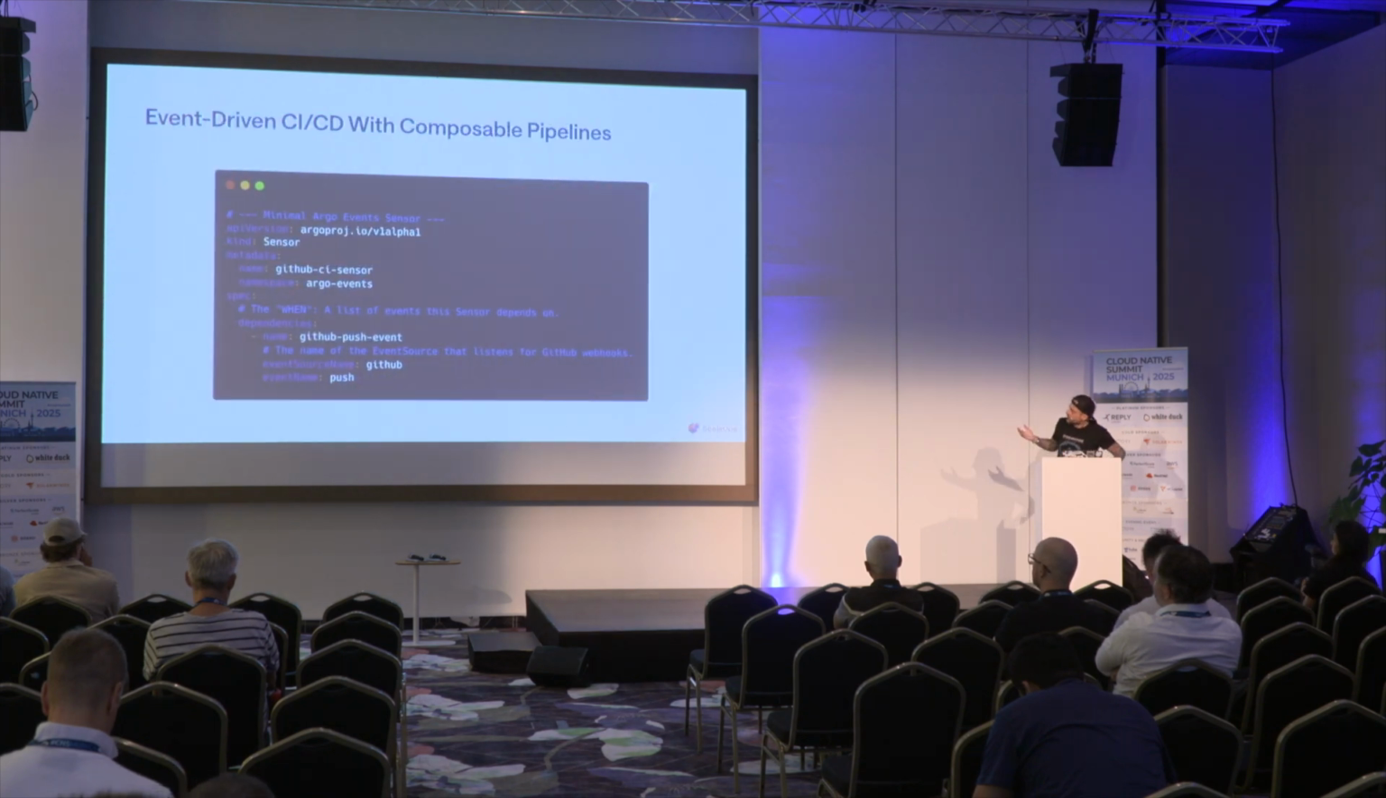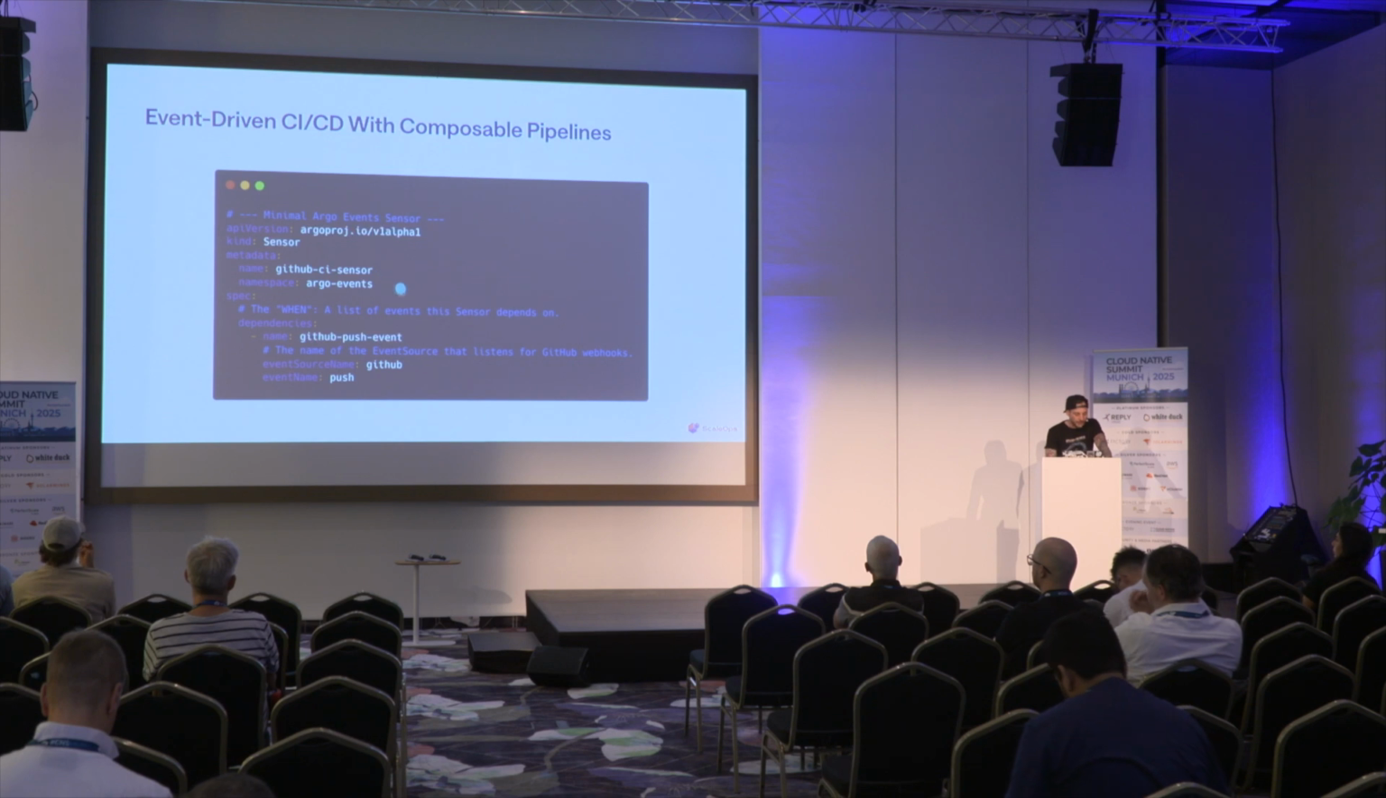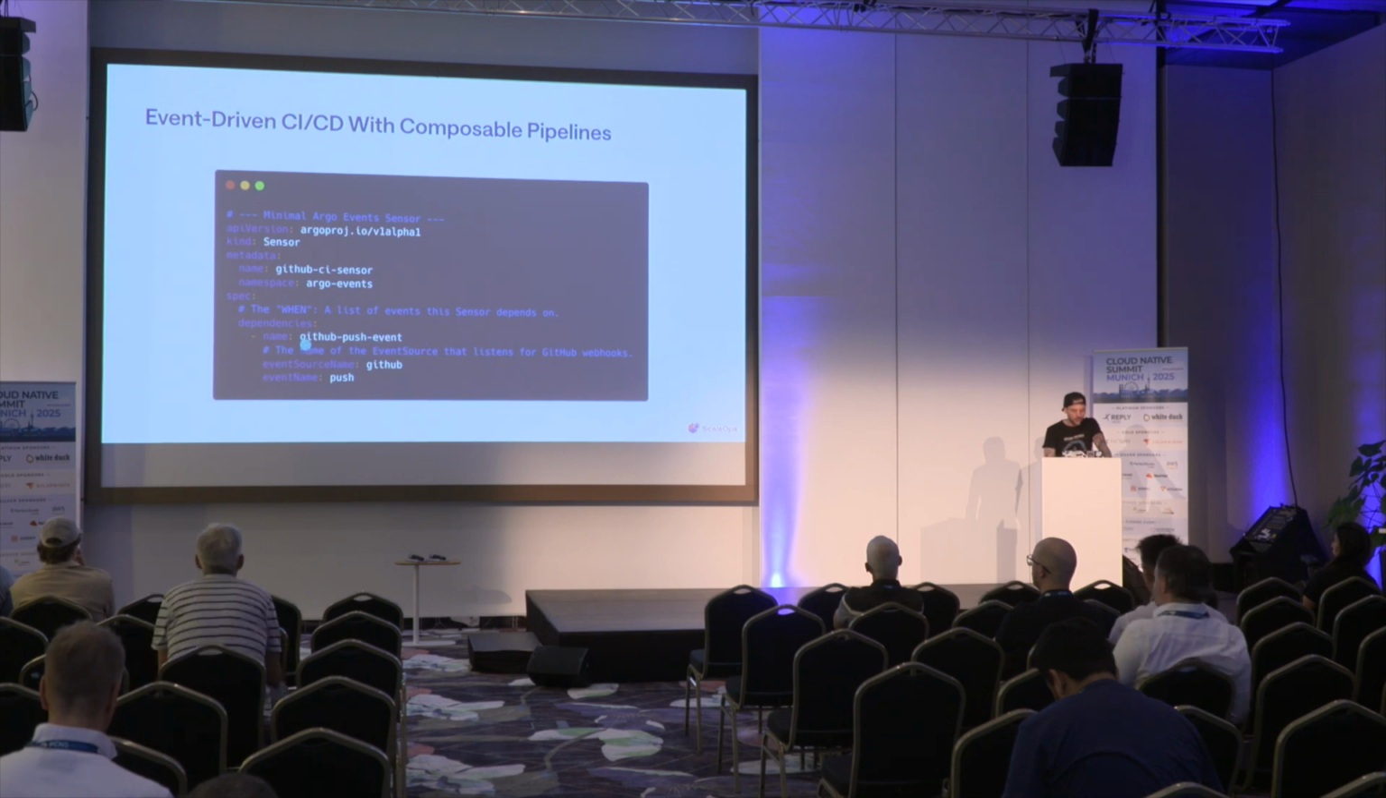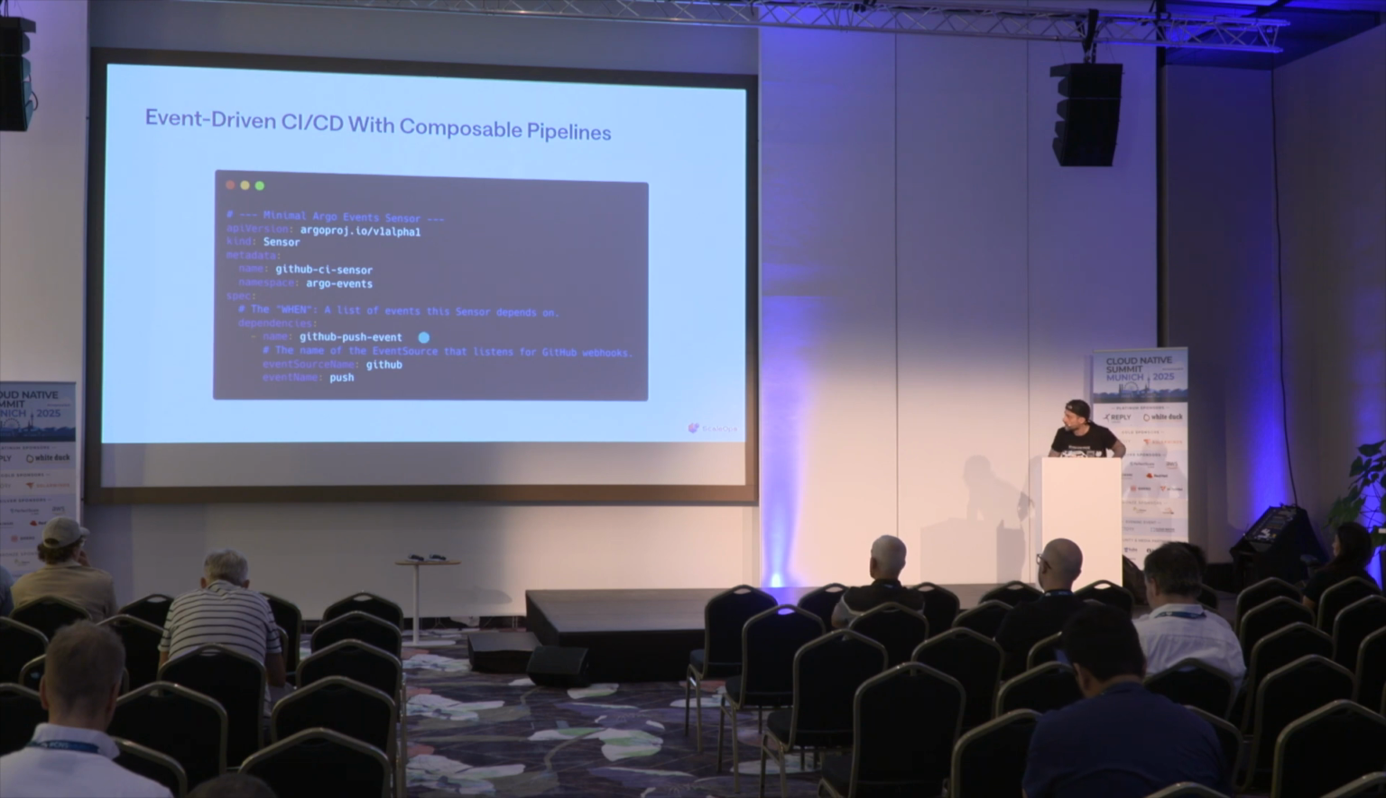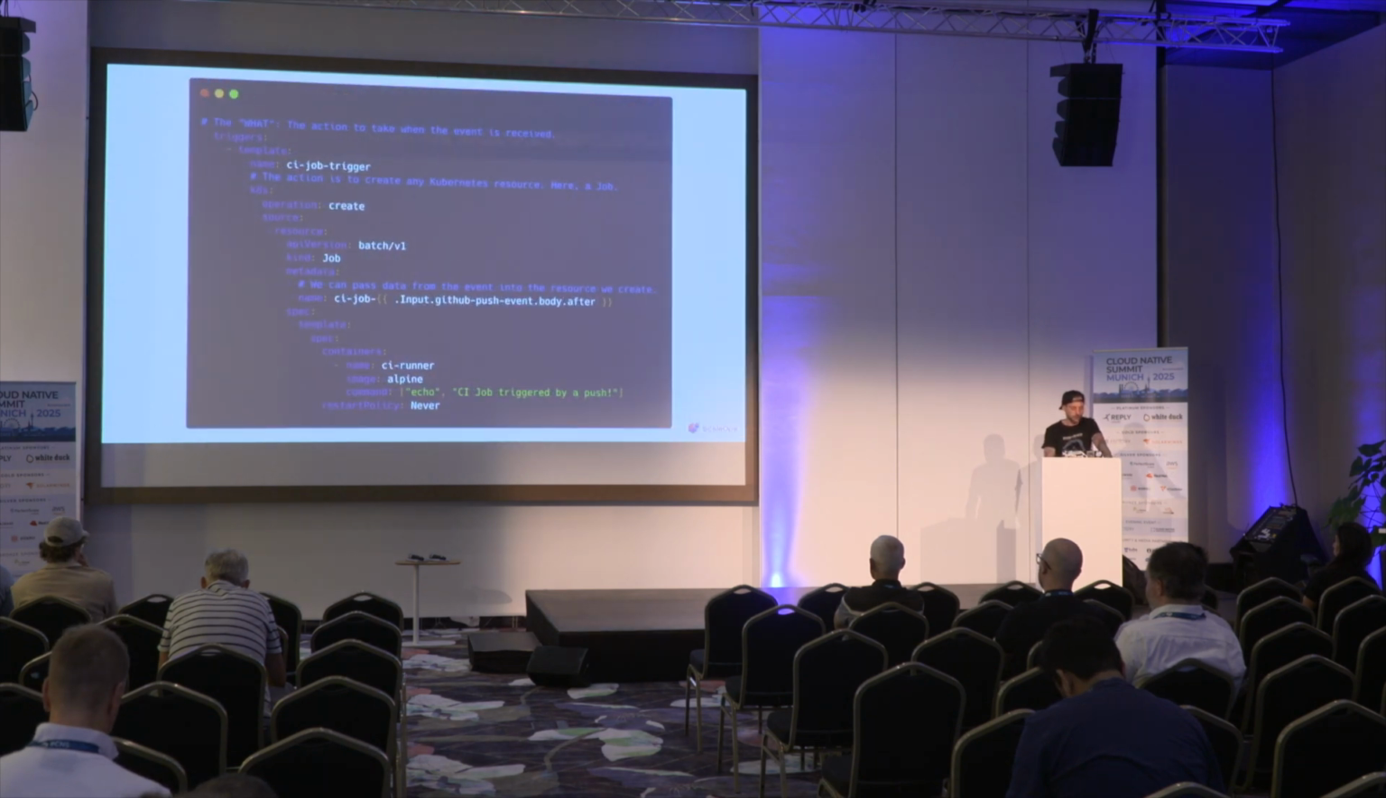Can you see it? Yeah. Quick example, a very simple example of a sensor where you have the kind, then you define a name, and the when. So in that case, the sensor has a list of events it depends on. You specify the name, which in our case is the GitHub push event. And you give here the event source name, which is GitHub, and the event name, which is going to be push, right? Pretty easy.